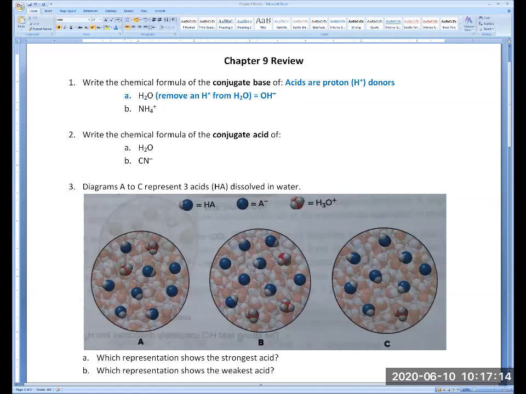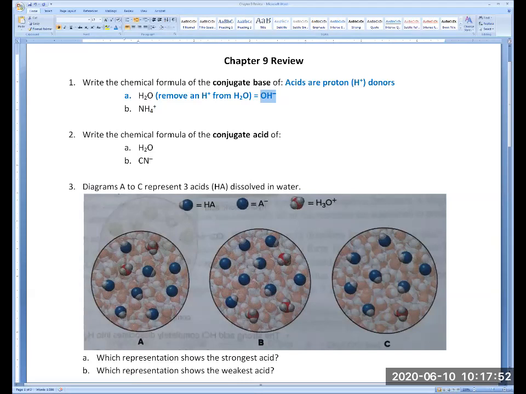Does it make sense? So the conjugate base of water, if water is an acid, is OH minus. The difference between H2O and OH minus is an H plus. H2O as the acid has the H plus in its formula, and the conjugate base, OH minus, doesn't have the H plus in its formula anymore. That's what water becomes when it donates a proton and acts as an acid.